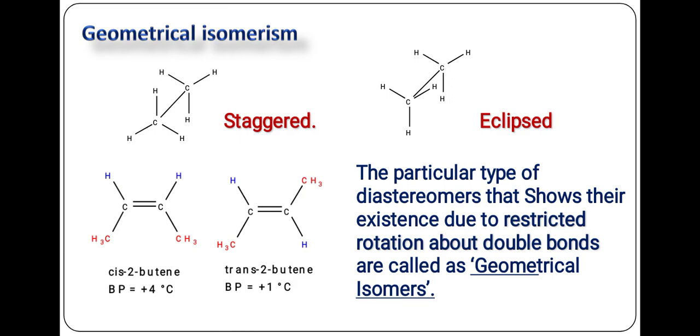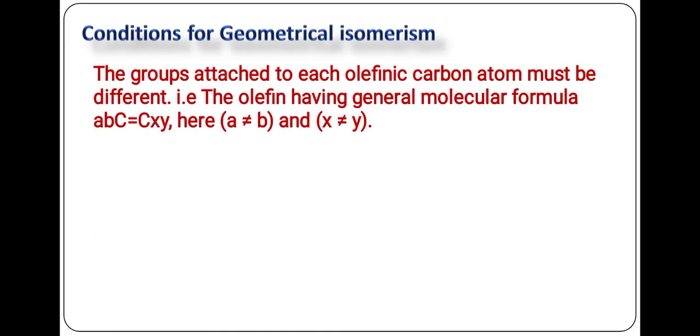The particular type of diastereomer that exists due to restricted rotation about the double bond is called a geometrical isomer, and the phenomenon is called geometrical isomerism. There are different types and different conditions for geometrical isomerism.